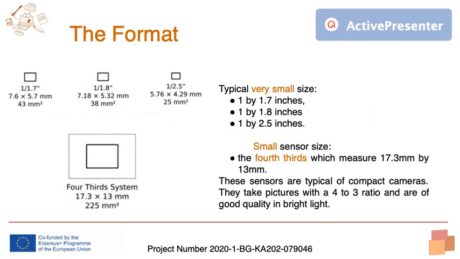We can therefore find different sensor formats on the market. Typical sizes can be very small and range from 1 by 1.7 inches, 1 by 1.8 inches up to 1 by 2.5 inches. Small sensor sizes are the 4/3, which measure 17.3 mm by 13 mm. These sensors are typical of compact cameras. They take pictures with a 4:3 ratio and are of good quality in bright light.